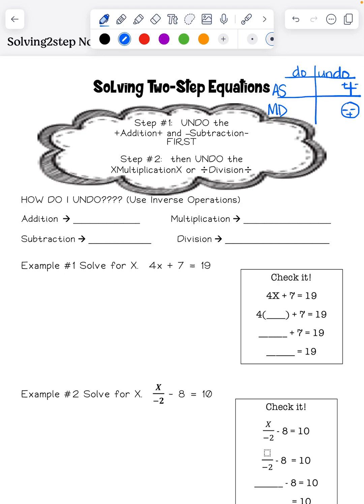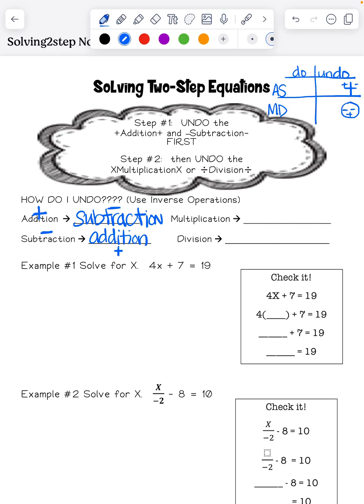So first, let's review. So it says, how do I undo? So if I want to undo something, I'm going to use inverse operations, okay? So what is the opposite of adding? Well, the opposite of adding is subtracting. Okay, or I guess subtraction. So the opposite of adding is subtraction. And then what is the opposite of subtraction? Well, the opposite of subtraction would be addition.